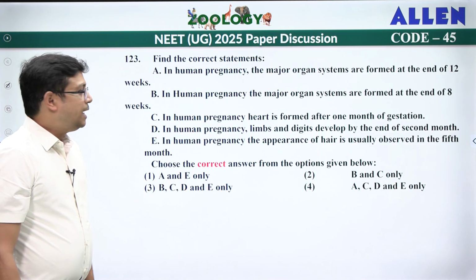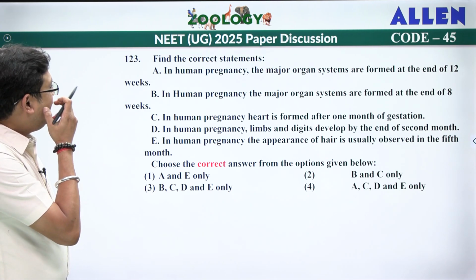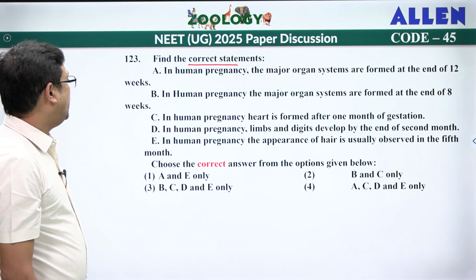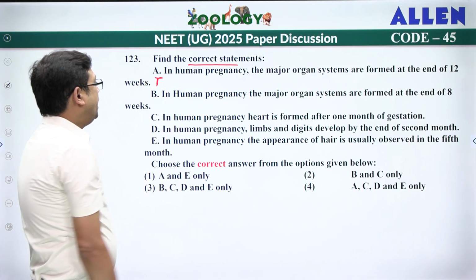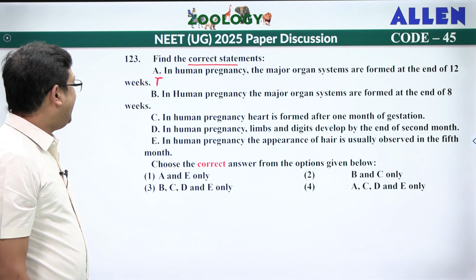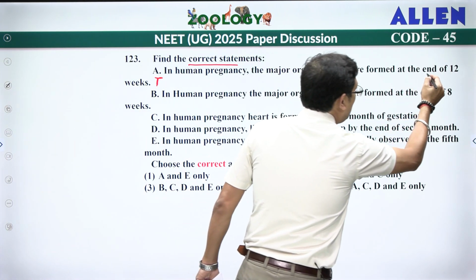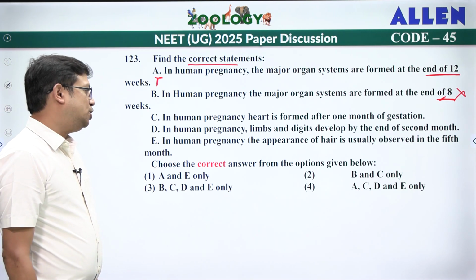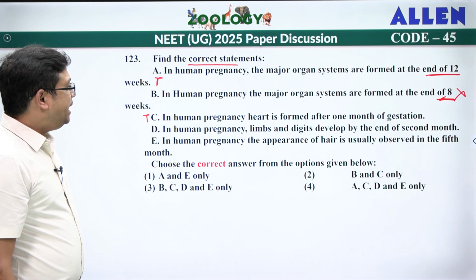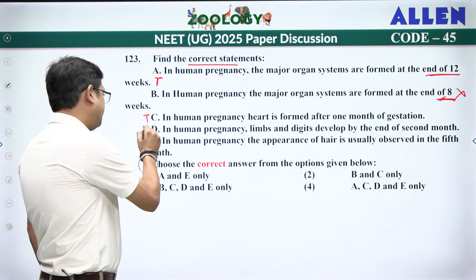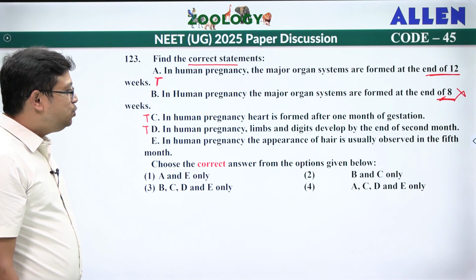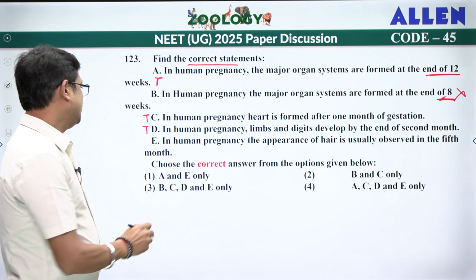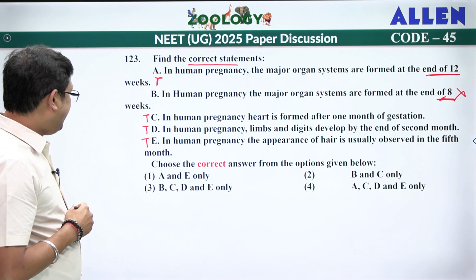Fourth one. Next. Find the correct statement again, okay? In human pregnancy, the major organ systems are formed at the end of the 12th week. True. It's a direct question, a direct NCERT line. In human pregnancy, the major organ systems are formed at the end of 8 weeks. Just now we said that it is the end of 12 weeks, so it cannot be 8 weeks. So it is wrong. In human pregnancy, the heart is formed after 1 month of gestation. True. This is also true. In human pregnancy, limbs and digits develop by the end of the 2nd month. True. In human pregnancy, the appearance of hair is usually observed in the 5th month. In the 5th month, what happens? Fetal movement we can also see. Also, hair appears on the forehead. So it is also true. So the answer will be A, C, D, E.